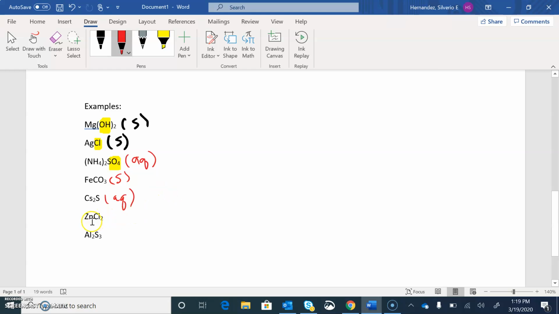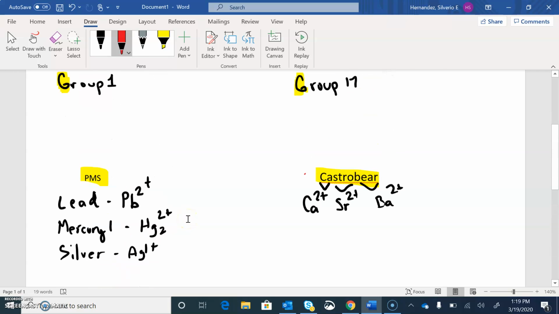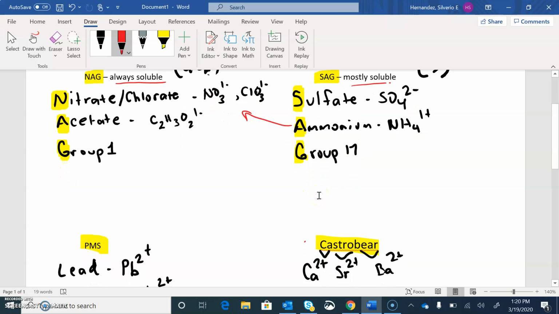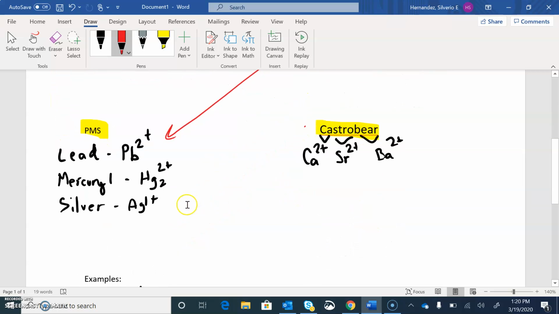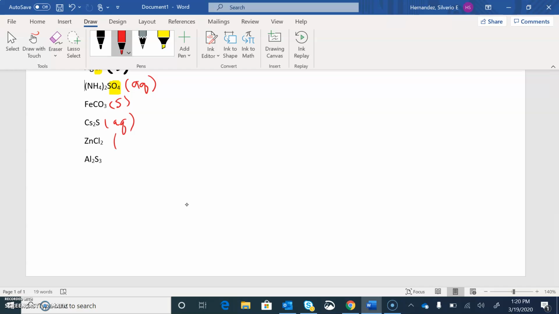The next one here we have is zinc chloride. Scrolling back up, I should know now, having worked a couple of these, that the chloride ion is in group 17. They are mostly soluble unless they are partnered with something from PMS. Zinc is not a part of PMS, so that means that it's going to remain aqueous.